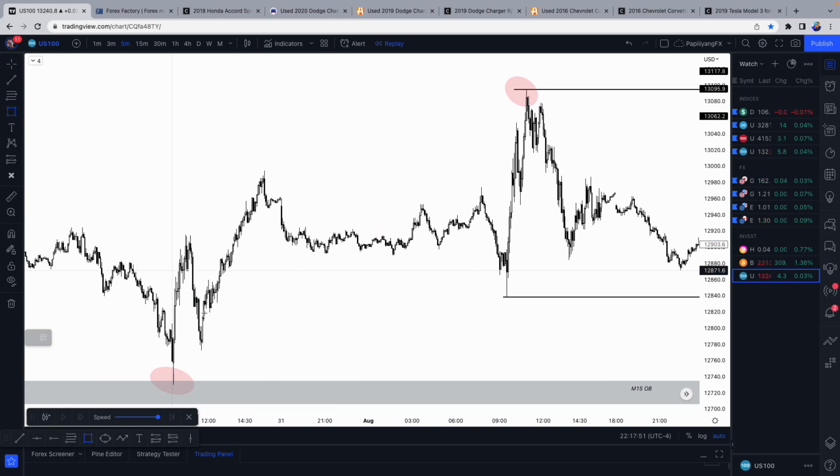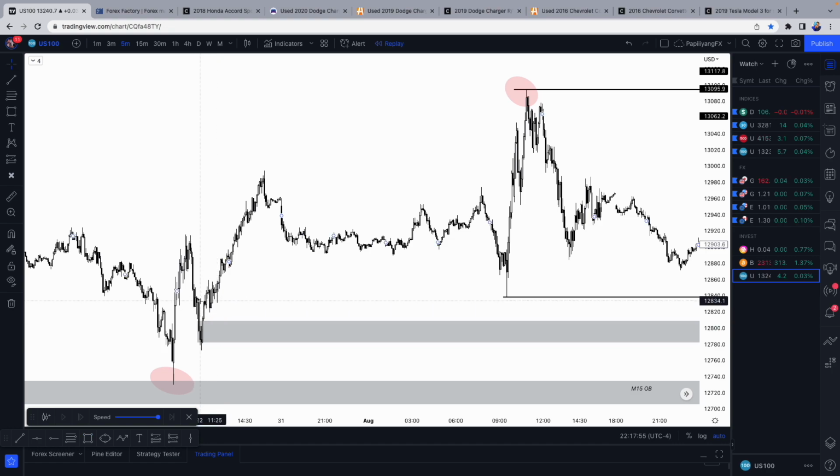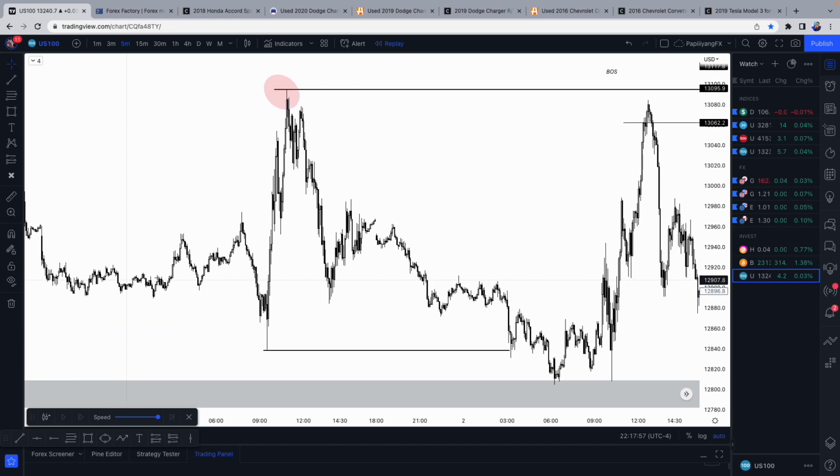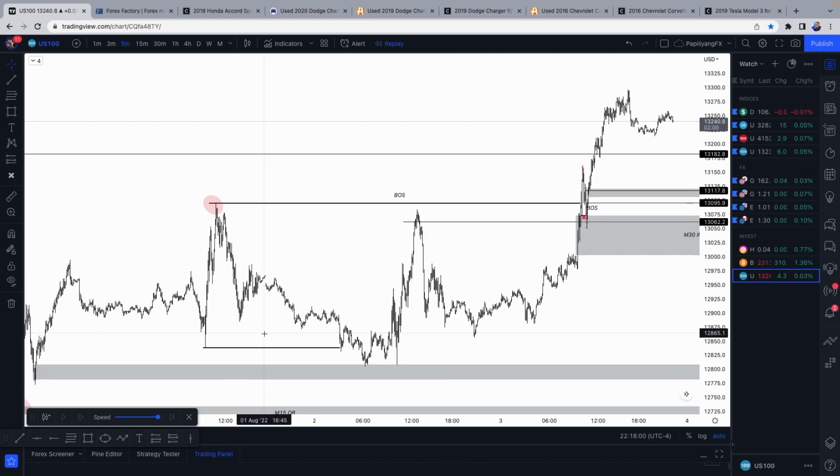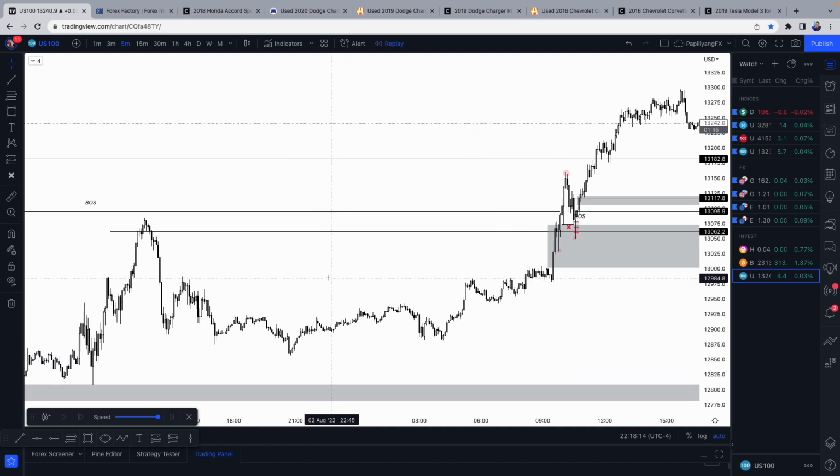So you got an imbalance over here with an order block, right? Coupled with an order block. Okay, this would have been your order block entry, right? You got that expansion up. You went above all of these recent highs, right? You got the retracement back down, right?